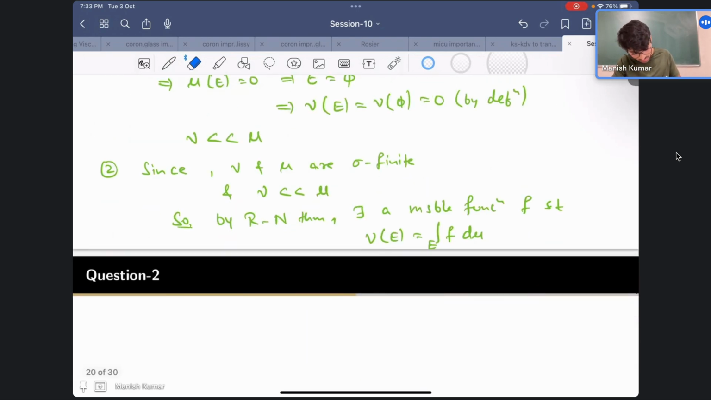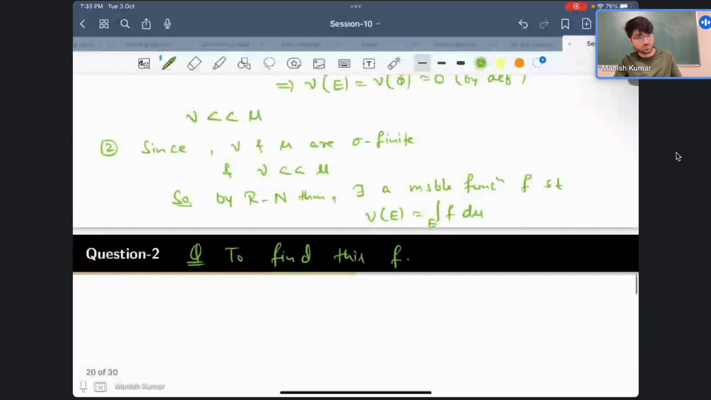So the question is to find this f. Now let us try to start with this ν(E). What is ν(E)? If you look at this, this is nothing but the integration over E of 1 dν, right?